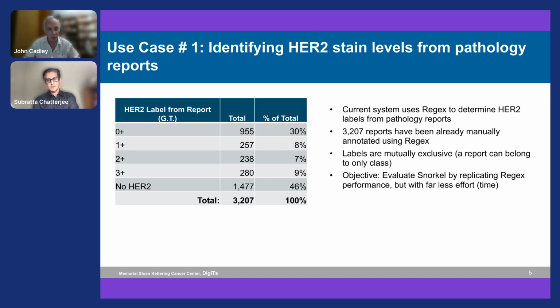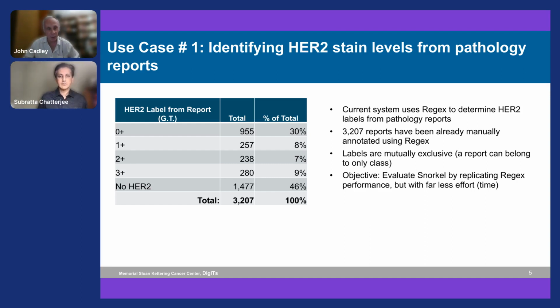So the reports that we get from patients, the pathology reports, usually have one of these 4 categories in them, but sometimes there's no reference to HER2 at all. Just no test was done and we have no idea. That happens about half the time. So this is what we're dealing with. We have a database of over 3,000 pathology reports, and we want to see if Snorkel can extract these labels out of the reports.